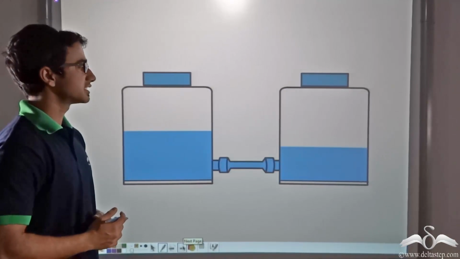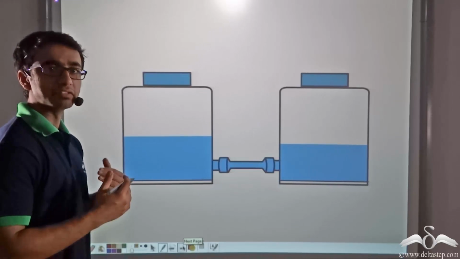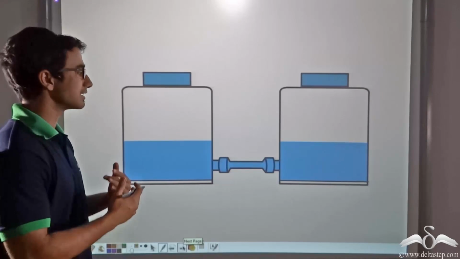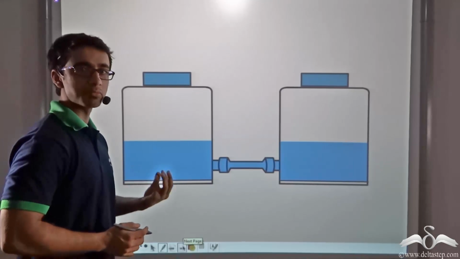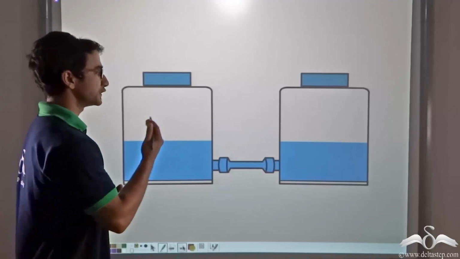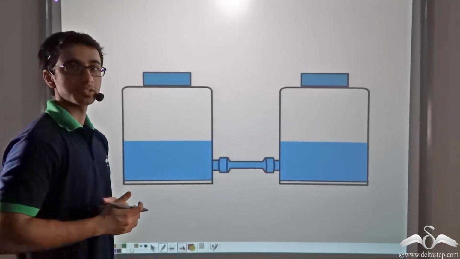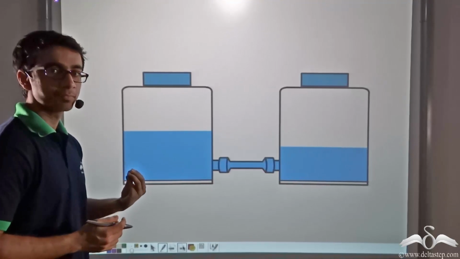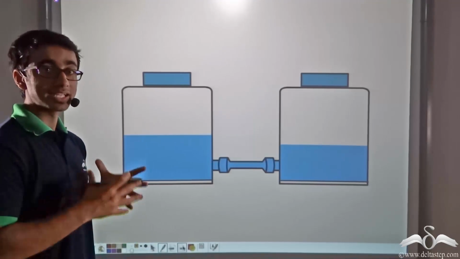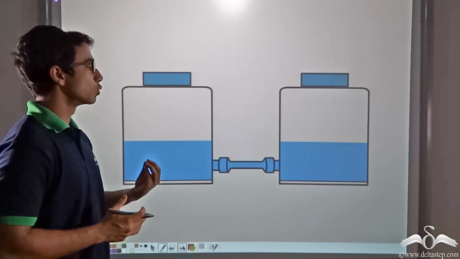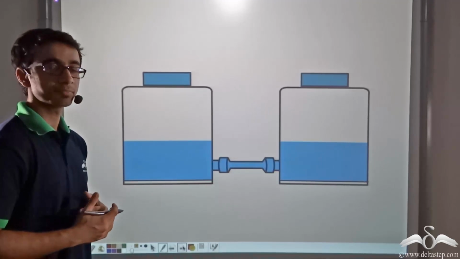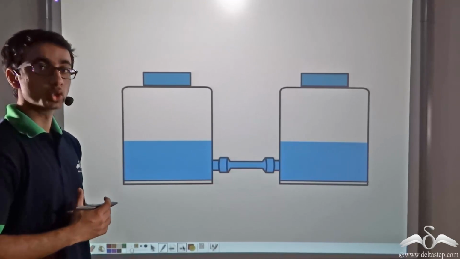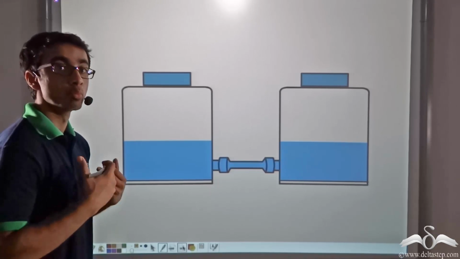Similarly, if we consider the second case where the difference in water level was not as much as that in the first case, you will find that a very less amount of water flows from the first vessel to the second vessel. Because in this case, the capability or the potential of the first vessel to do work on water is less as that in the first case, where the potential of the first vessel to do work on the water was more.